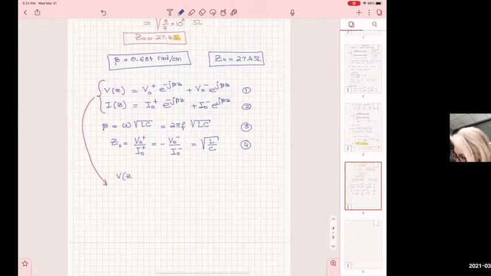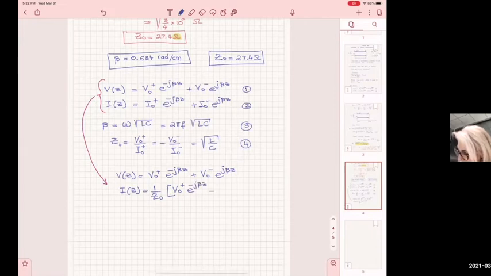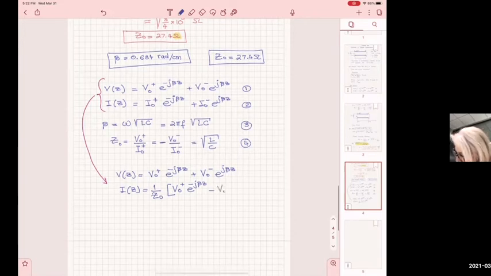V of Z is gonna be V naught plus e to the minus j beta Z, which we know what it is, the beta, plus V naught minus e to the j beta Z, and we know what beta is. And then for I of Z, instead of I naught plus, I'm gonna put 1 over Z naught, which I know, and then I will have V naught plus e to the minus j beta Z, minus, because of this minus sign, V naught minus e to the j beta Z. All right, so I wrote this in this convenient form.